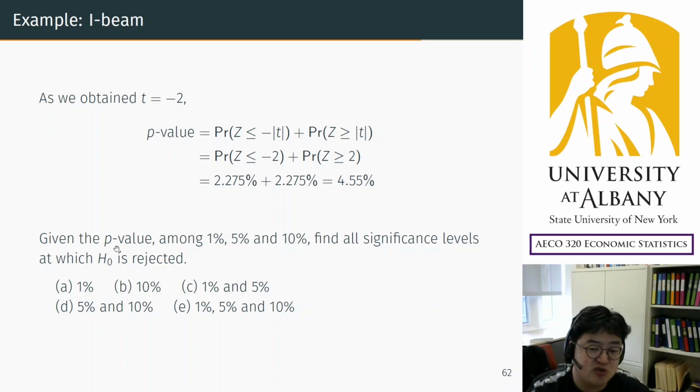So given this p-value, find all significance levels at which the null hypothesis is rejected. Among these three common choices, when can we reject the null hypothesis? Okay, this is easy if you remember that rejection happens when the p-value is smaller than the significance level. The p-value is already 4.5%. So if the significance level is greater than that, then you are rejecting. So the answer is D. 5% or 10% are greater than it. So in other words, under these two significance levels, the p-value is too small. So you have to reject the null hypothesis.